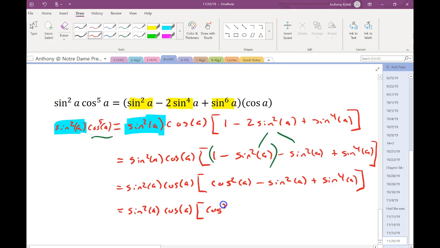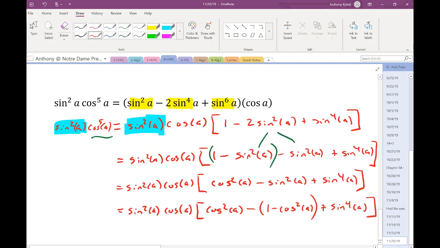So we probably won't touch that cosine squared A again. What do you want to do to this other sine squared A, or this sine to the fourth A? Well, based on what you guys have done so far, I have an idea. Let's use the Pythagorean identity on this sine squared A. What's sine squared A the same as? One minus cosine squared A, right?